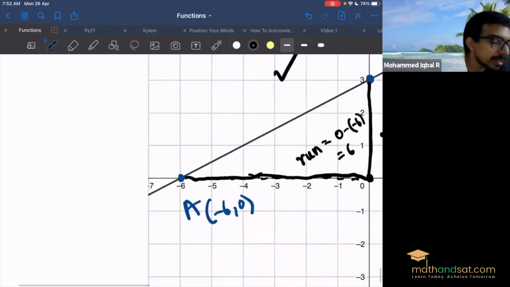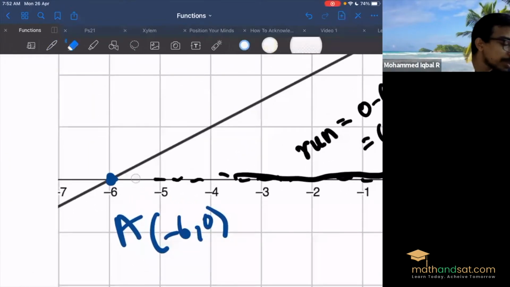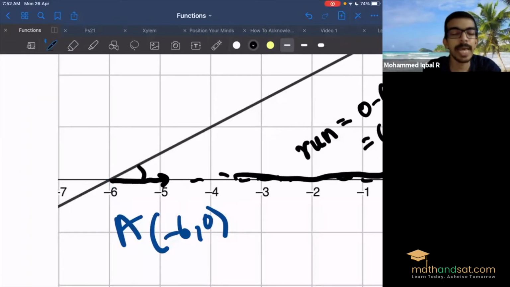So in this case, when you look at the angle that it makes with the positive direction of x-axis, it's making an acute angle. What is an acute angle? An angle less than 90 degrees. It's easy to figure out, right? It's easy to look whether the angle is acute or obtuse.